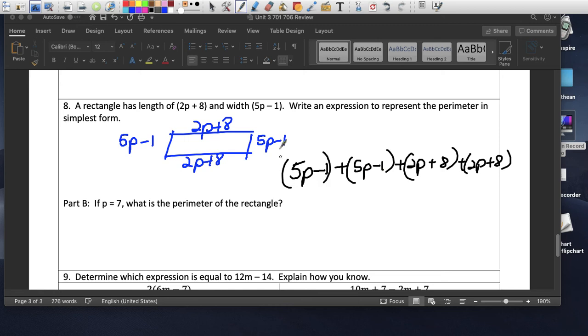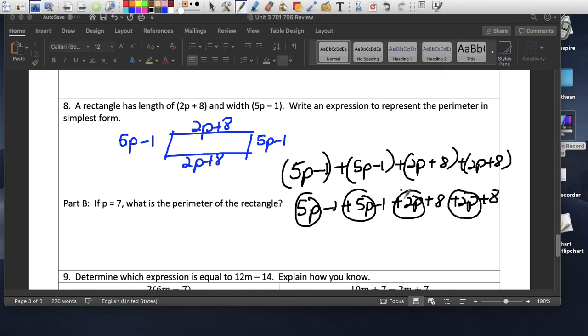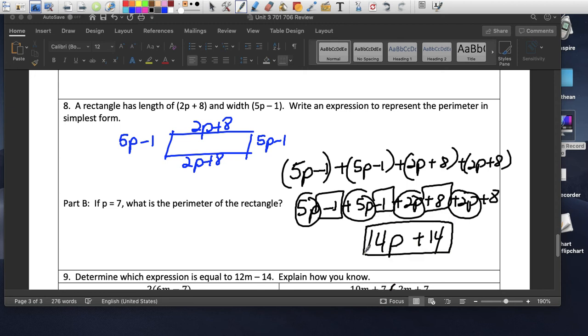Right? So what happens when we put a 1 and we multiply everything? Everything comes out the same because the number outside is positive. Plus 2p plus 8. So we add all the p's. 5p with 5p with 2p with 2p, all positive, so that gives me 14p. Then we have negative 1, which is negative 2, plus 8, which is 6 positive, and then plus 8, which is 14. So that's the expression that represents the perimeter.